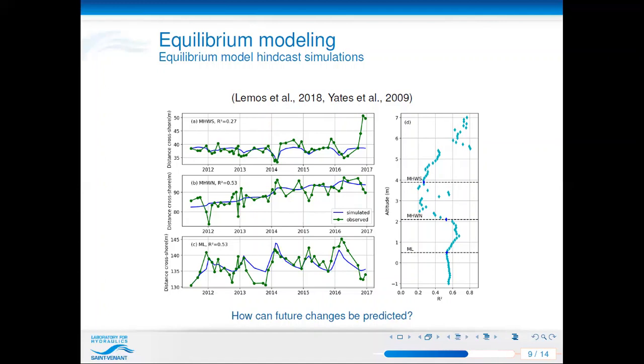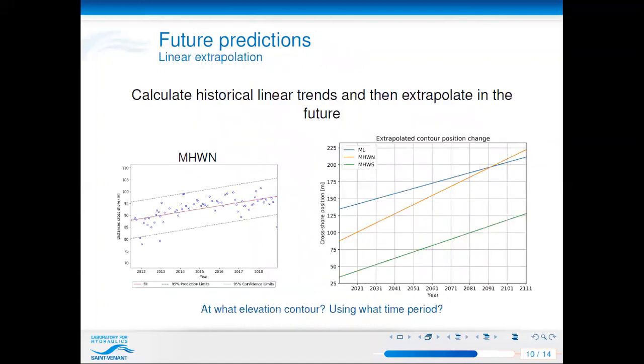So how can we predict future changes? Well, thinking back on those 4 different approaches that were proposed in the literature, I'll first start by looking at applying the linear extrapolation method, where we calculate historical linear trends.